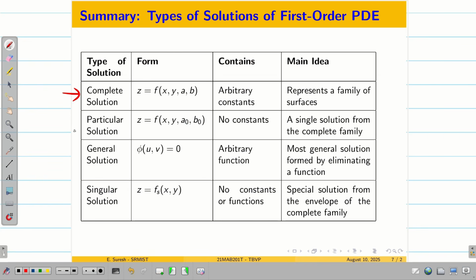For a complete solution, the number of arbitrary constants should be equal to the number of independent variables. A particular value will give you a particular solution. General solution consists of arbitrary functions, and singular solution is a special thing which does not occur by simply replacing constants or functions. So it has no constants or functions. It is a special solution from the envelope of the complete family.